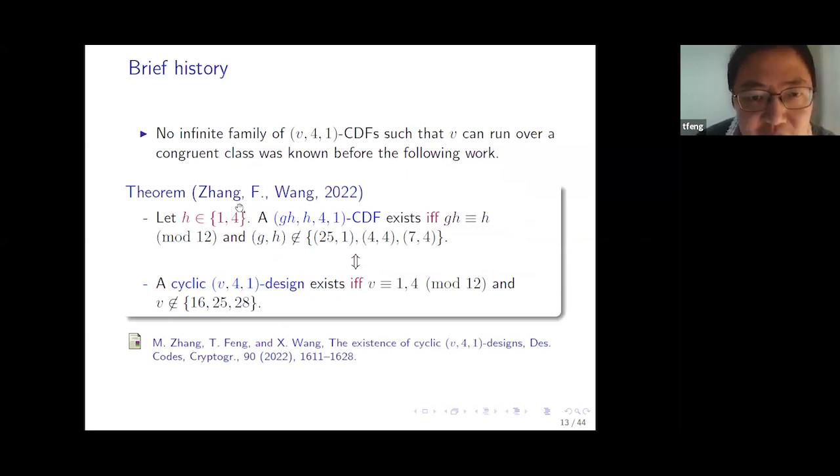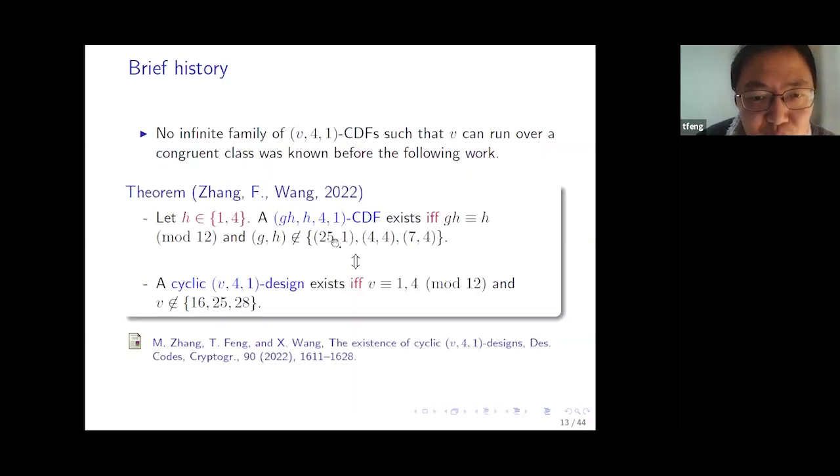Two years ago, one of my PhD students, Zhao Menglong, and my colleague, Wang Xiaomiao, and I together solved the existence of cyclic V(4,1) designs. Or using the cyclic difference families language, we solved the first case, h belongs to {1, 4}: a (g,h,4,1)-CDF exists if and only if this condition is satisfied, except for three cases. Our approach is direct construction. I will talk about it later.